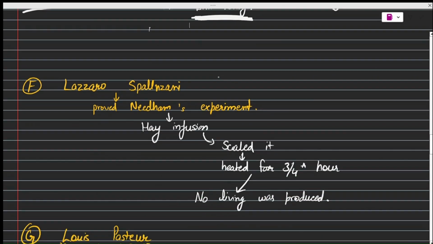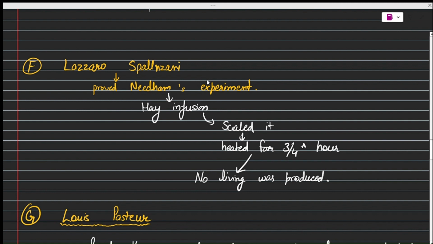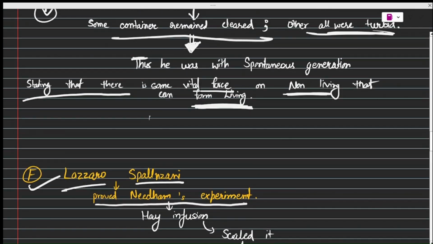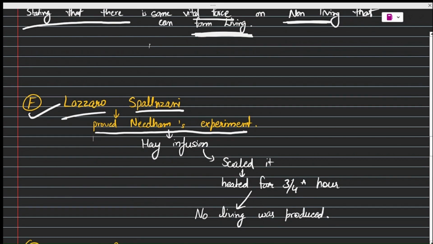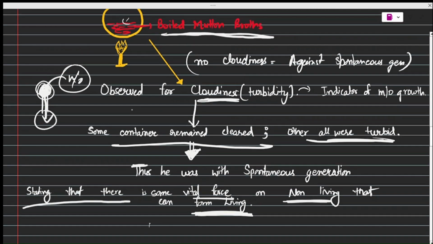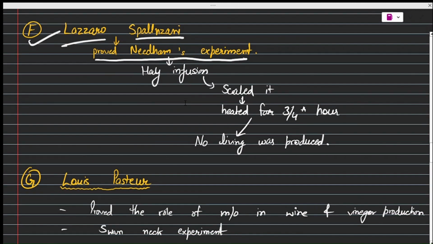Okay. And after him came Lazzaro Spallanzani. Okay. And he disproved Needham's experiment. He also did almost the same thing as John Needham, but instead of mutton broth, he took hay infusion. Okay, hay is a kind of dried grass. So he used hay infusions, and what he did was he scaled it up.